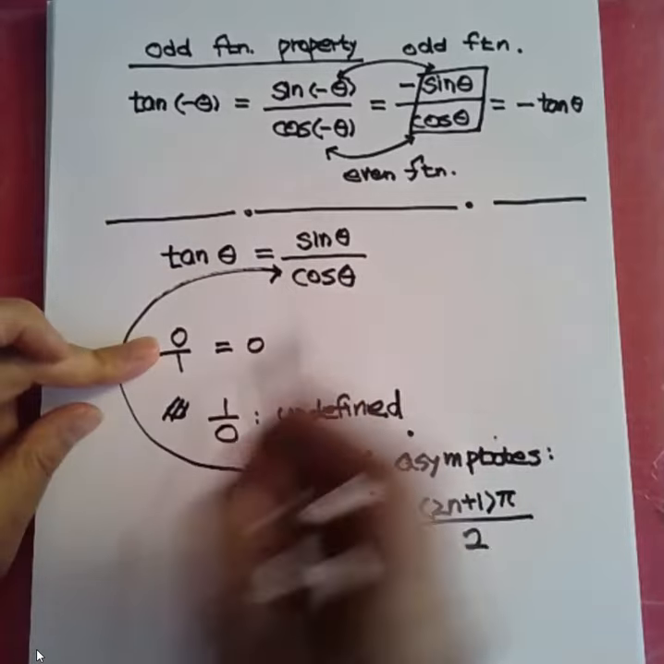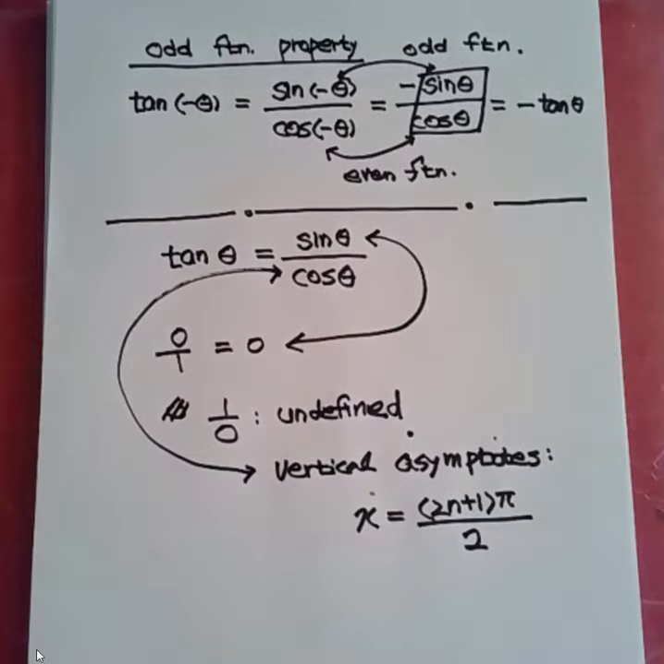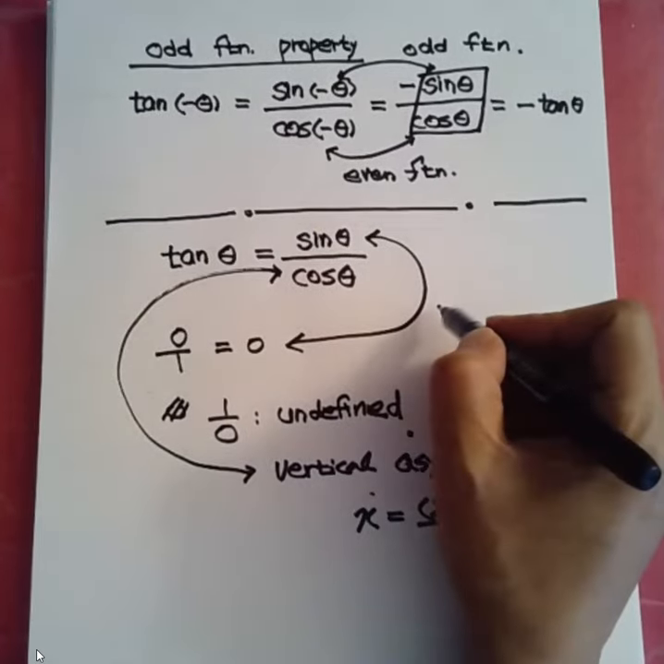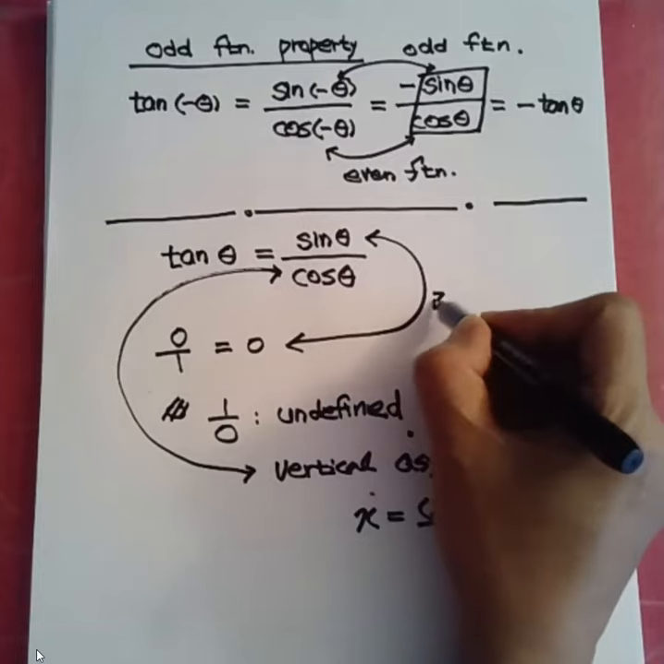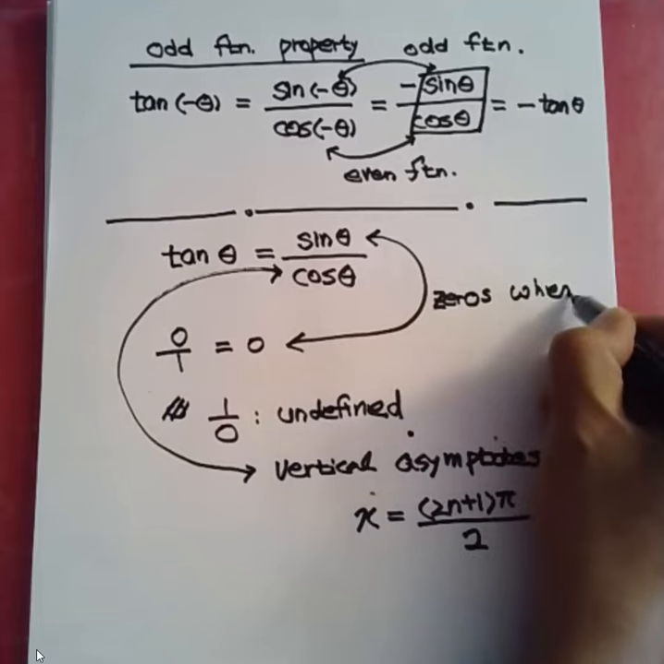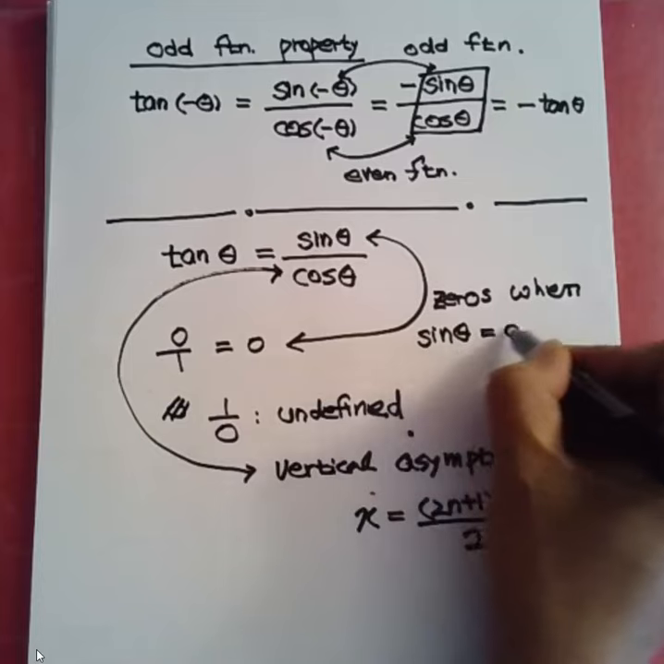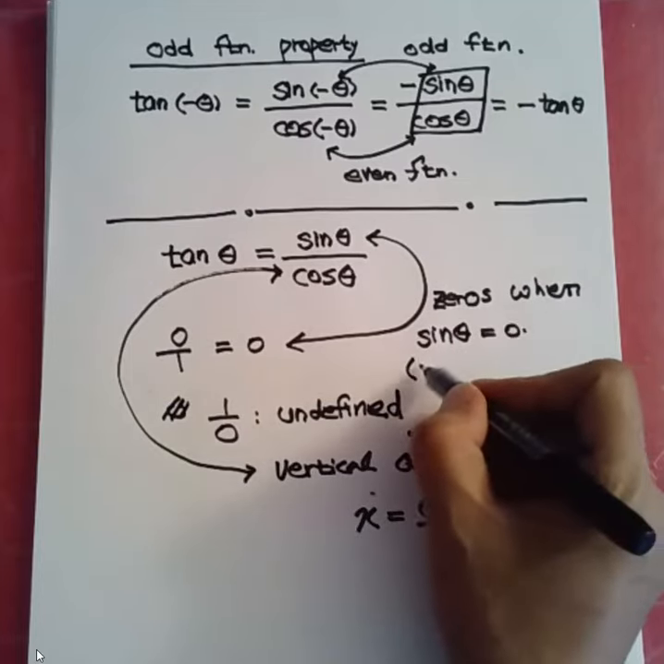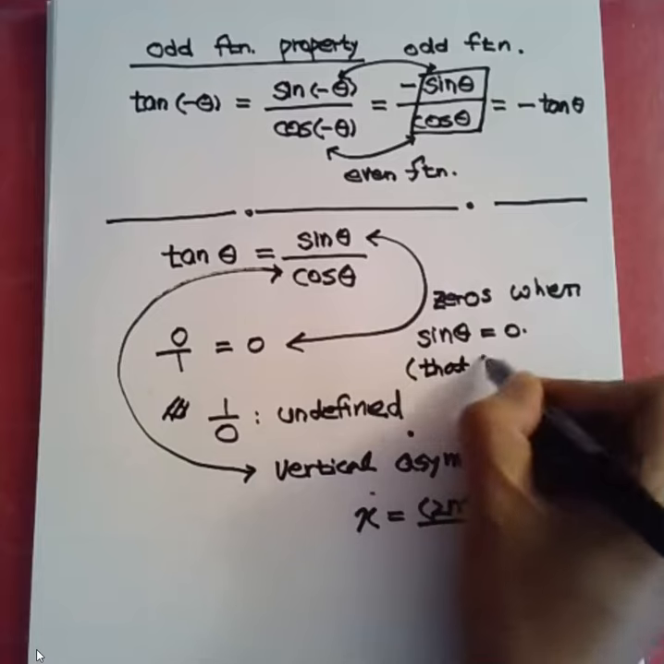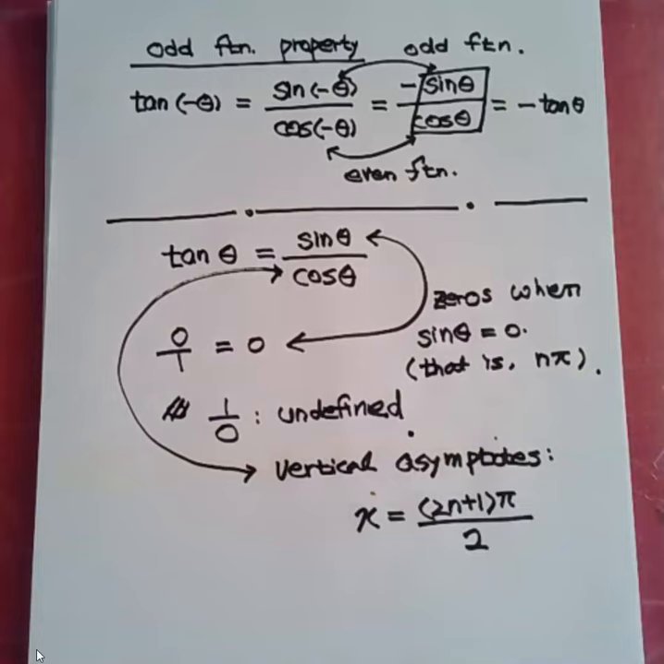And this property, if the sine value equals 0, then the function value becomes 0. So that means x equals n times pi, by considering the sine function.